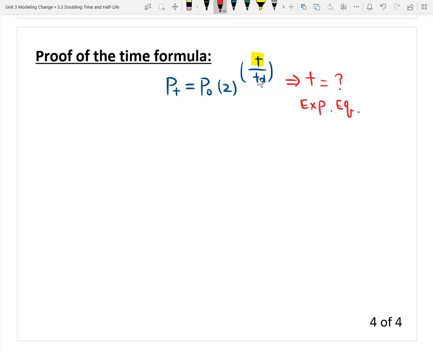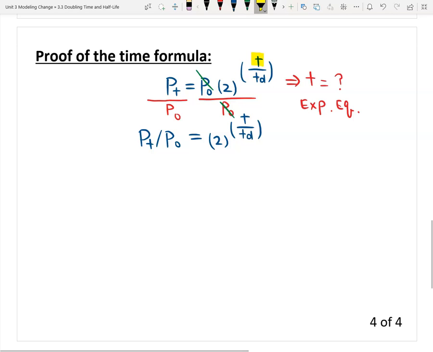Okay, let's do it. So the first step, I divide by P0 on the right, and divide by P0 on the left. So I can cancel P0. Therefore, I will get a little bit simpler one. The left is PT over P0. The right is 2, the base, raised to the power of t over TD. Let me highlight this variable again. We need to solve for t.